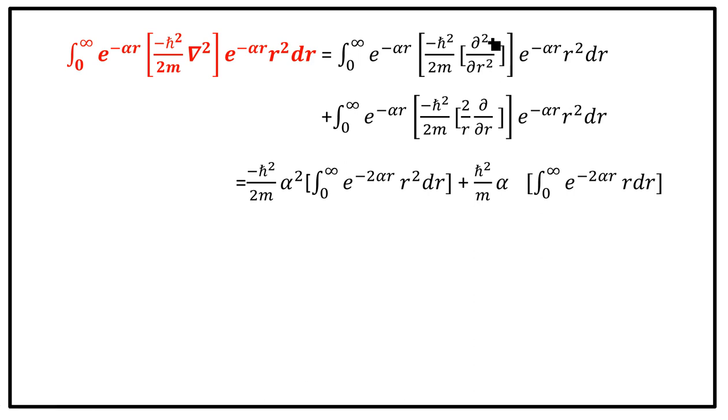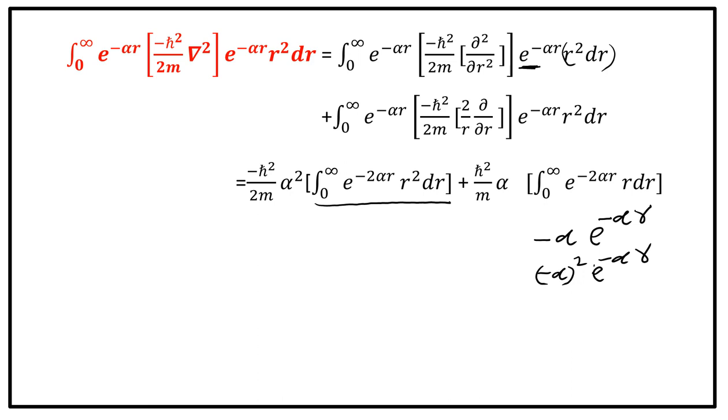Del 2 by del r2 of e to the power minus alpha r. This requires differentiating two times. One differentiation gives minus alpha e to the power minus alpha r, and again gives alpha square e to the power minus alpha r. So the first term becomes this, and in the second term, del by del r is applied one time, so the second term becomes this.